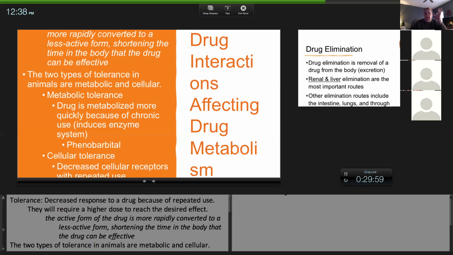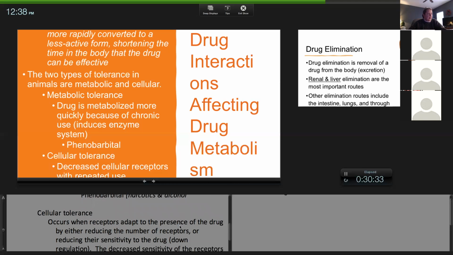Well, if we're talking about tolerance and we're talking about an animal, there's a metabolic and cellular. Metabolic tolerance, the drug is metabolized more quickly because of chronic use. For example, in phenobarb, the liver sees phenobarb all the time. That cytochrome is activated, it breaks it down, and it's kind of accelerated. So it kind of develops a tolerance. It's like, I've seen this drug before, I've metabolized it, and that's why we maybe have to increase the dose.